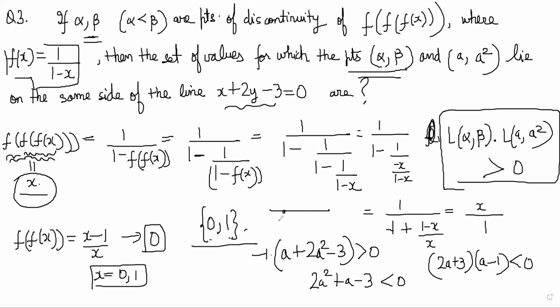So one point will be minus 3 by 2, one point will be 1, and in the middle it will be negative. So minus 3 by 2 to 1, right? That should be the range of a.